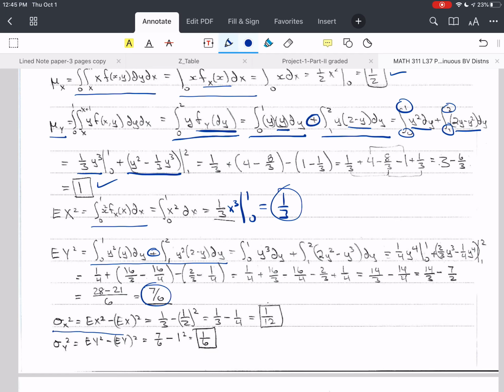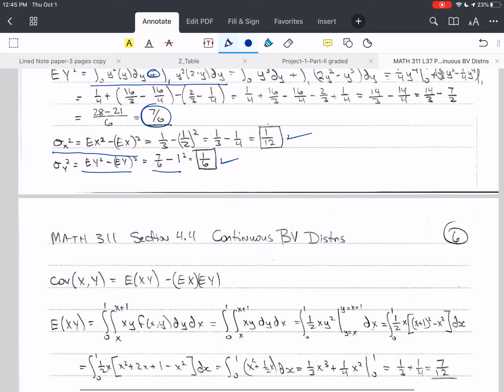Now I find the variance using those two quantities. And so 1/3 minus 1/2 squared gives me 1/3 minus 1/4, which is 1/12 for the variance of x. And 7/6 minus 1 squared for the expression of y gives me 1/6 for the variance of y. So the variance of y is twice the variance of x, because 1/6 is 2/12, so it's twice as large.